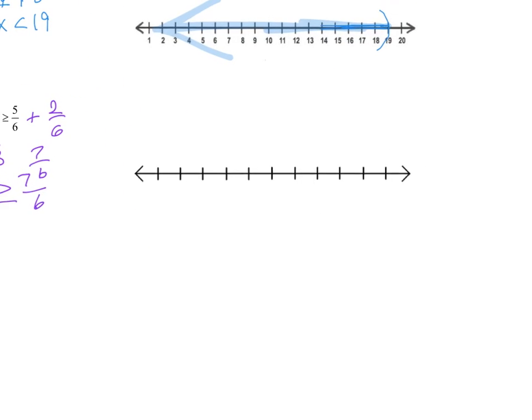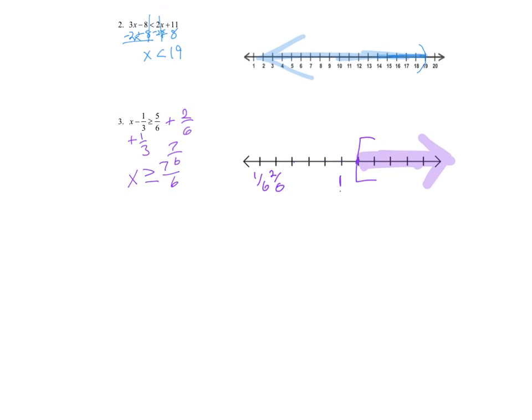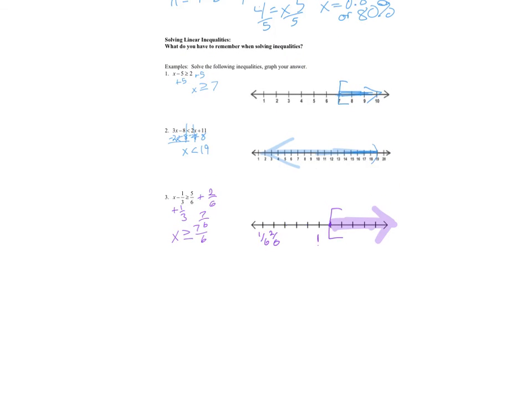So let's see. Looks like we get to define our numbers. So if I define each of these as a sixth, 3, 4, 5, 6, so this would be 1. 7/6 would be the very next one. Now it's greater than or equal to, so it's a square bracket, and greater than, it opens up to the right. So that's our direction. Okay, moving on to the next page. Oh, we're done. All right, we're done.